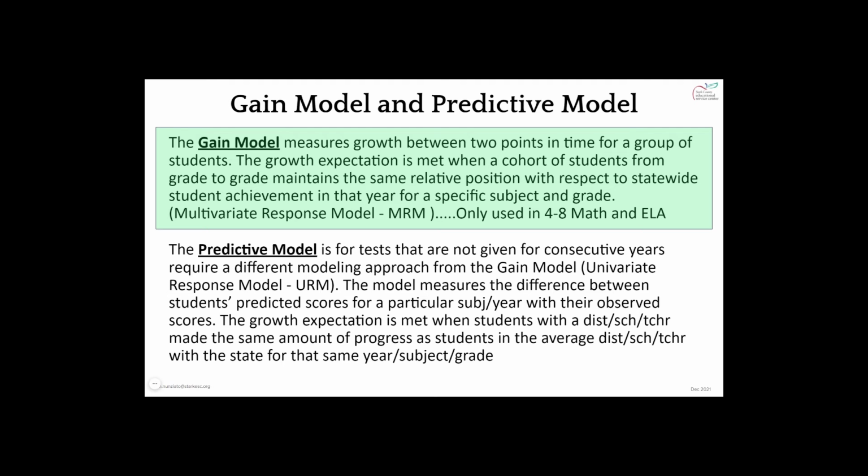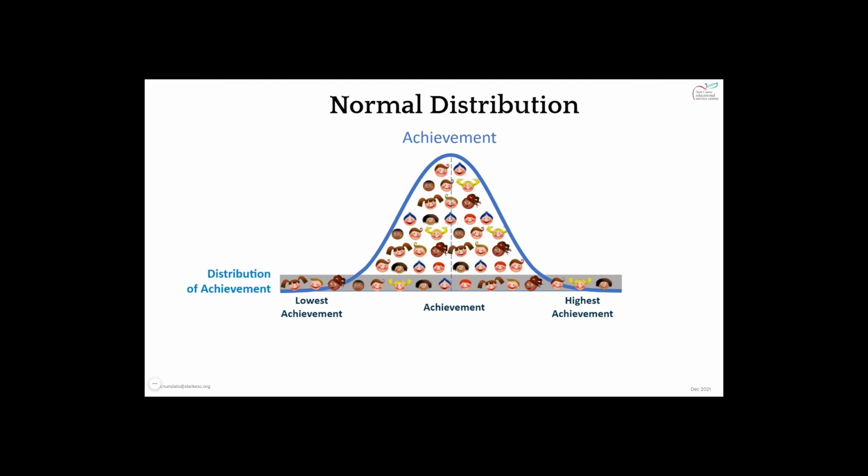So first, let's talk about the gain model. And the gain model uses what's called NCEs. So when you look at a normal distribution of achievement, when you have all these students taking the same assessment, you'll get a bell curve. And with the bell curve, right in the middle will be the 50% mark, with our high achievers on one end and our lowest achievers on the other.